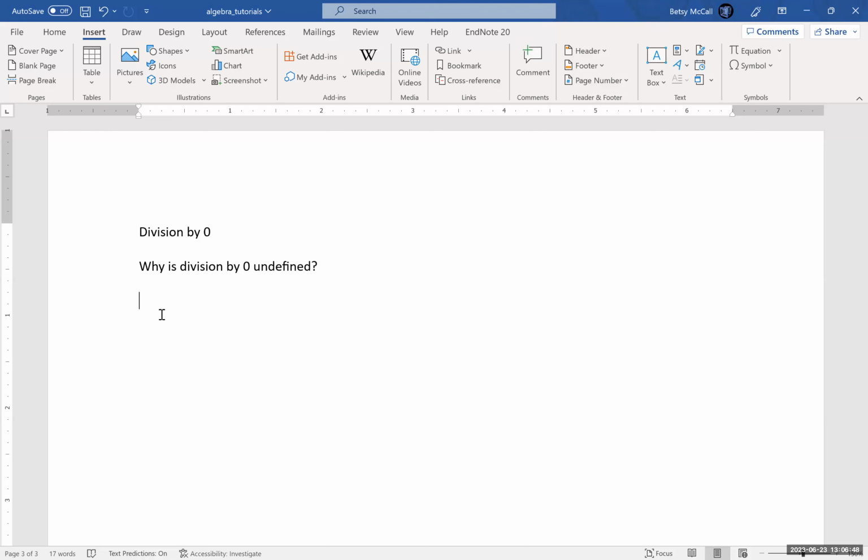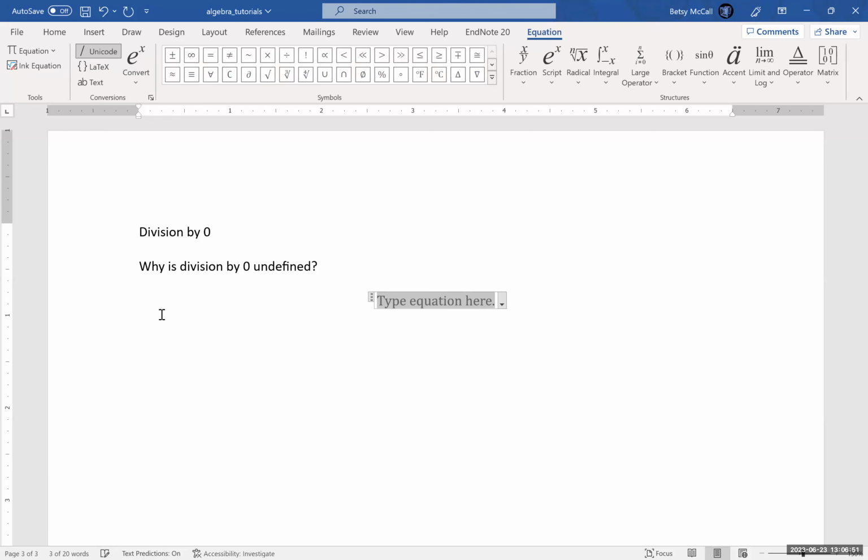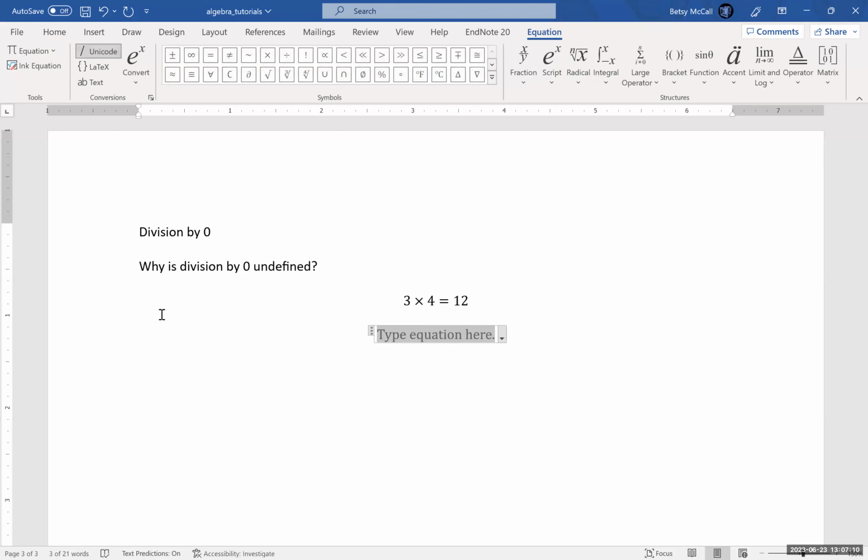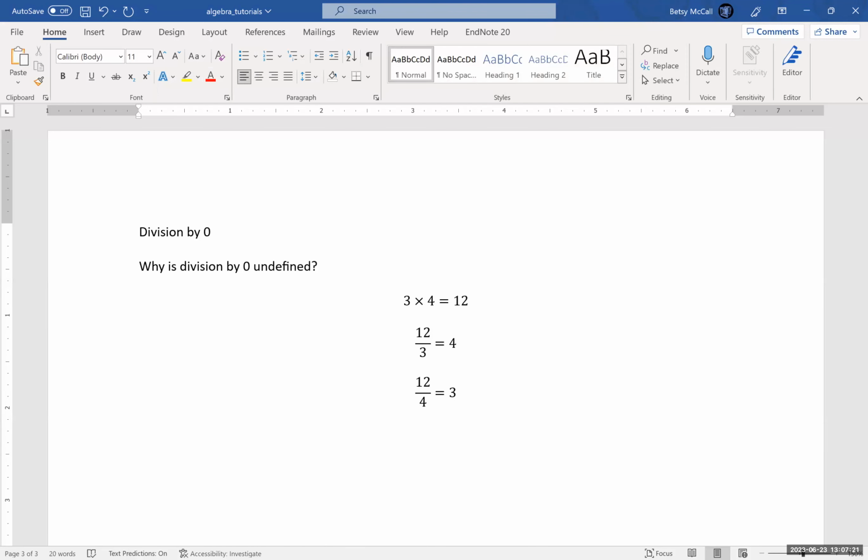So let's set the stage for this relationship between multiplication and division with a well-defined, more standard type of problem. Suppose I have 3 times 4, and I say that's equal to 12. That's my multiplication problem. Now, this produces two kinds of related division problems. I can take my answer 12 and divide it by 3 to get 4, or I can take my answer and divide it by 4 to get 3. So this is the relationship between multiplication and division that we're going to rely on for this discussion.